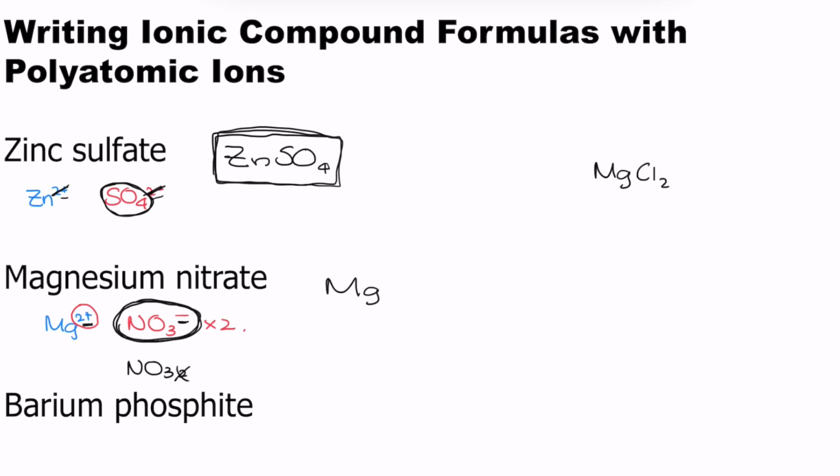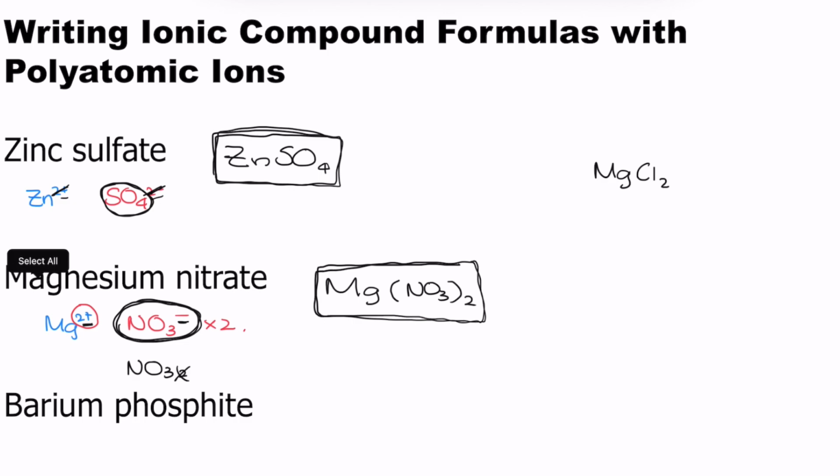So the best thing to do is to say this entire NO3, this entire thing, I would put that in parentheses, since I need 2 of it. So I put the 2 outside of the parentheses to let people know nitrate is 1 ion, and I need 2 of those. So I put 2 on the outside of the parentheses like this. So this would be the completed formula for magnesium nitrate.